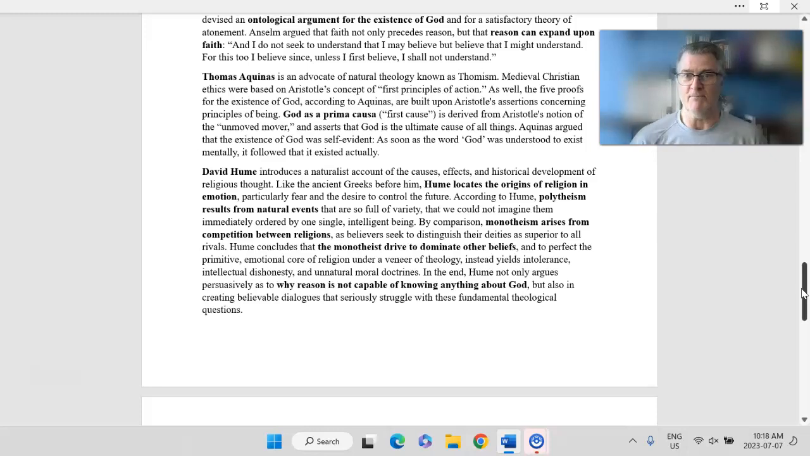of everything. So Aquinas argued that the existence of God was self-evident because we have a reality, and as soon as the word God is understood to exist mentally, he says that it exists actually. If we can imagine this being, then that being must exist fundamentally and necessarily, because we can conjure up this image in our mind of what God is.